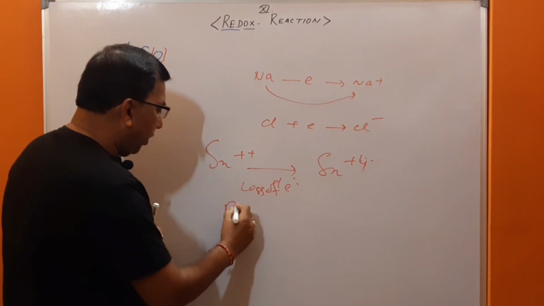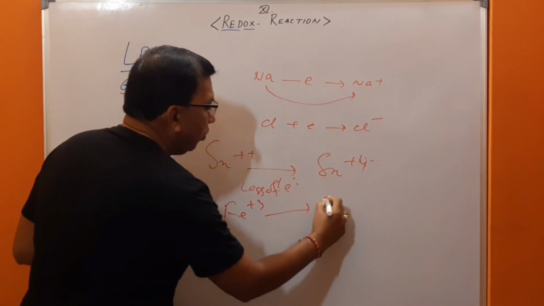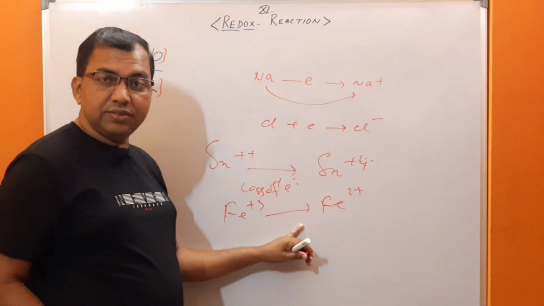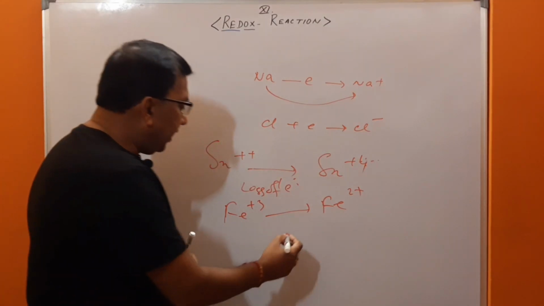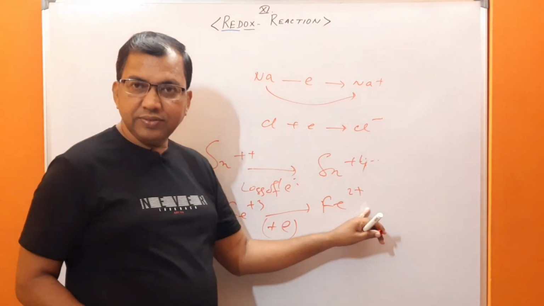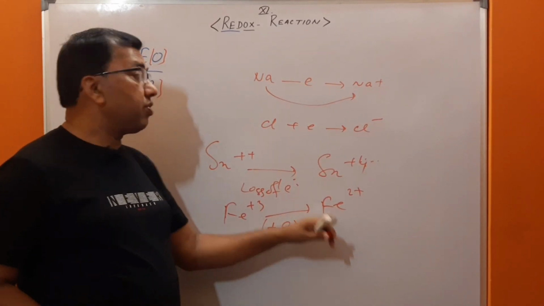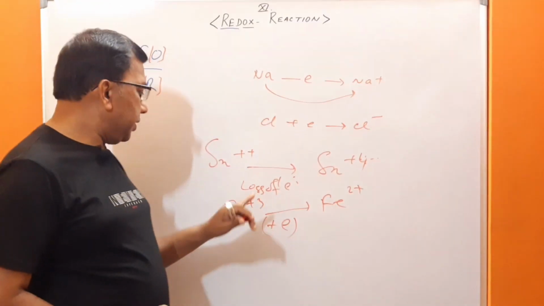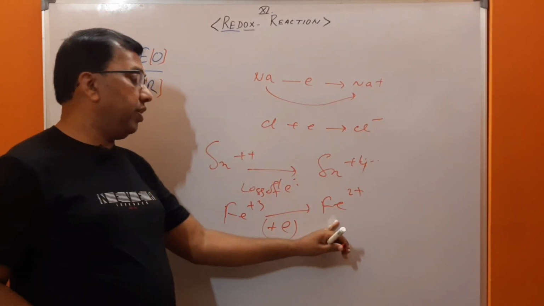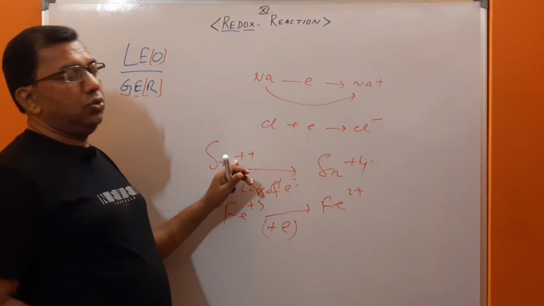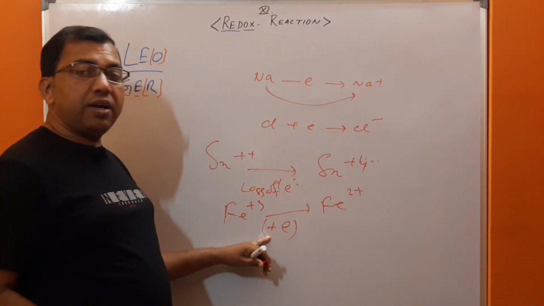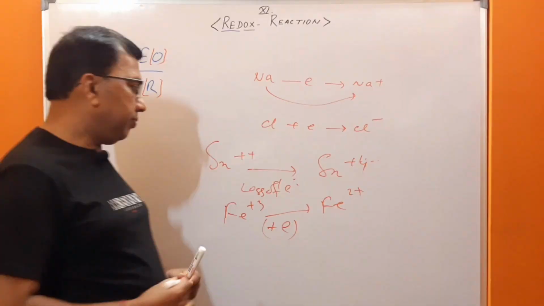On the other hand, Fe3 plus to Fe2 plus: gain of electron. Fe3 plus gains an electron to become Fe2 plus. Gain of electron means reduction. That means Fe3 plus is reduced to Fe2 plus, while Sn2 plus is oxidized to Sn4 plus. One is oxidation, the other is reduction. Clear? Okay.